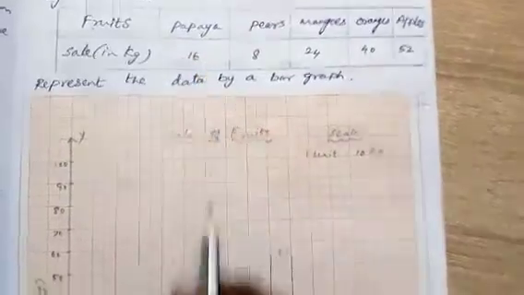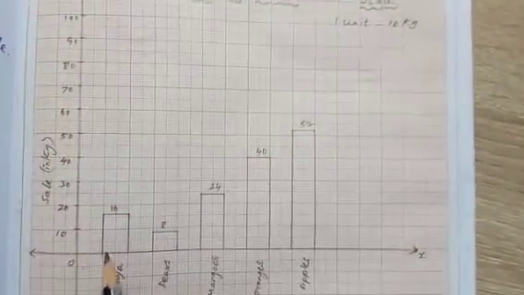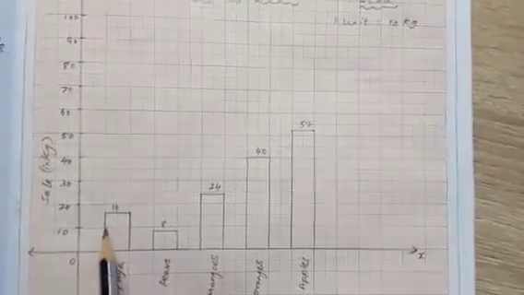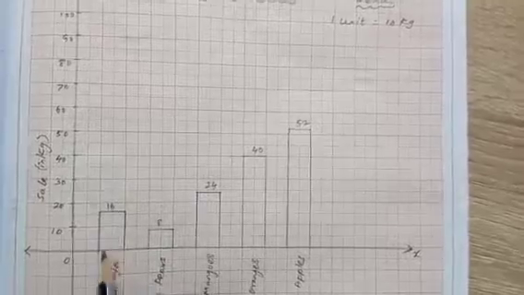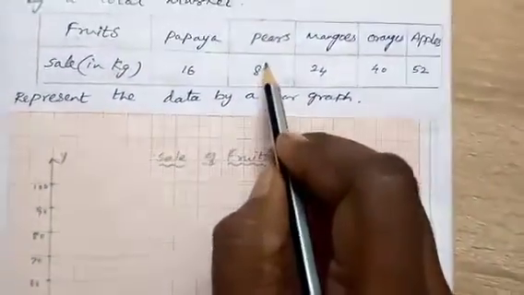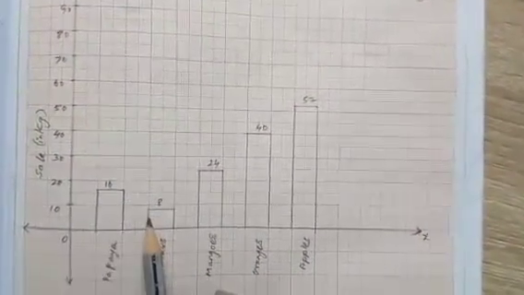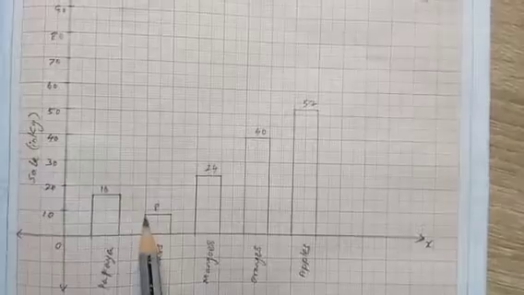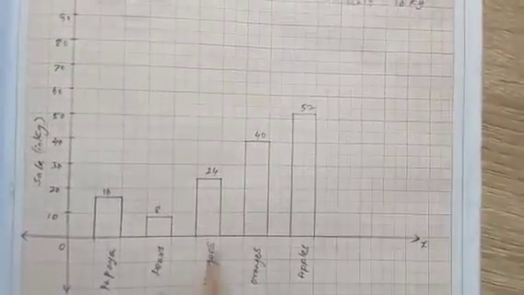The first one, papaya, is 16 kilogram sale. So draw the bar at 16 kilogram. So here 10, 11, 12, 13, 14, 15, 16. Draw the bar, papaya is 16 kilogram. The next one is pears, 8 kilogram in sale. So here pears 8 kilogram, 5, 6, 7, 8. So 8 kilogram pears.